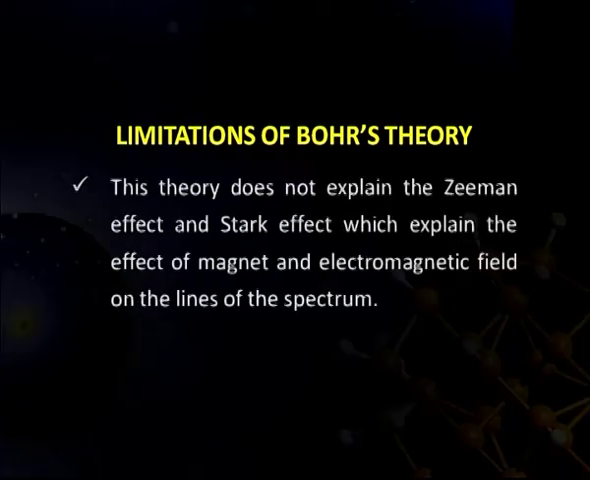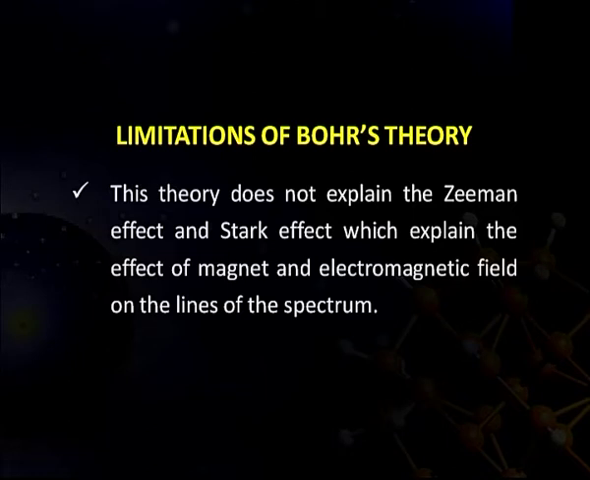This theory is based on two opposite theories: quantum theory, which deals with the existence of stationary orbits and the frequencies of radiations emitted, and the laws of classical mechanics, which deal with the motion of the electron in its orbit. This theory does not explain the Zeeman effect and Stark effect, which describe the effect of a magnetic field and an electric field on the lines of a spectrum.